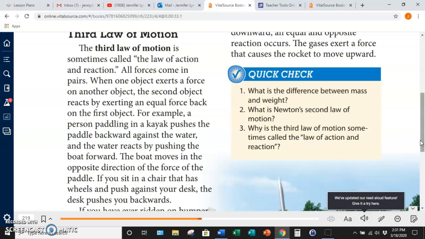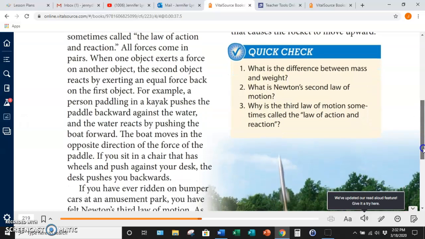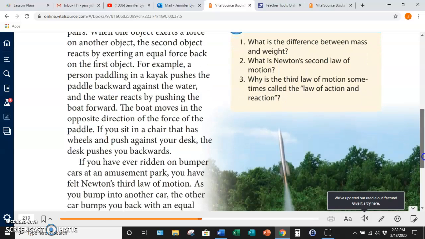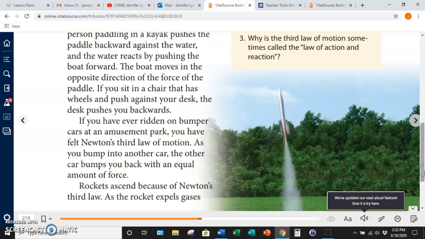If you sit in a chair that has wheels and push against your desk, the desk pushes you backwards. All right, so to sum this one up, for every action there's an equal but opposite reaction. You've probably heard that before. If you've ridden on bumper cars at an amusement park, you have felt Newton's third law of motion. As you bump into another car, the other car bumps you back with an equal amount of force.